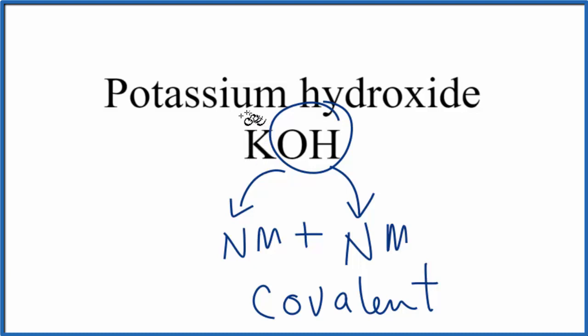But the bond between the positive potassium and that negative hydroxide ion is ionic. So in answer to the question whether potassium hydroxide, KOH, is ionic or covalent, overall it's ionic, but we do have a covalent bond between the oxygen and the hydrogen in this hydroxide ion.